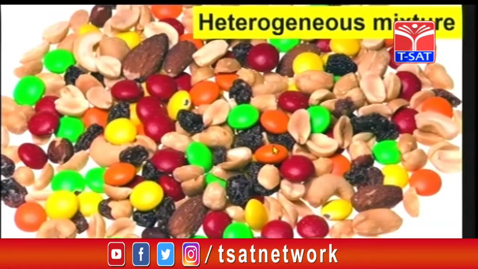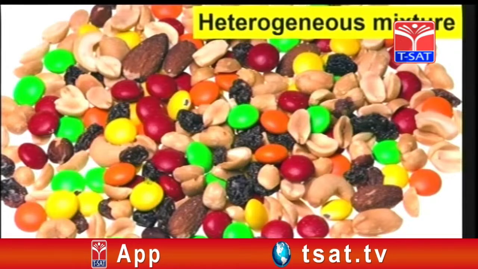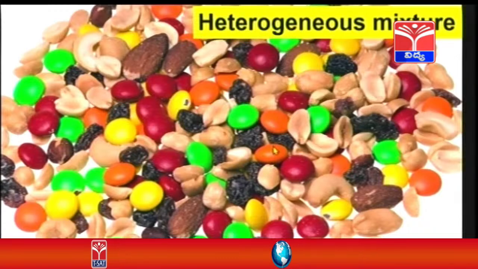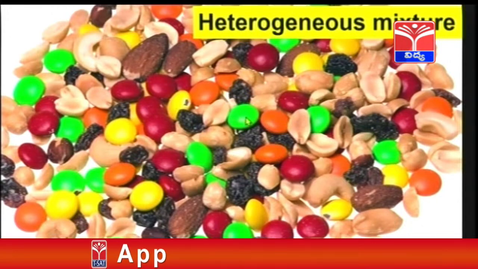Even this is an example of heterogeneous mixture. Here you can find different colorful gems and different types of dry fruits. So all these do not lose their identity even though they are mixed with each other. You can easily identify them based upon their color and shape.